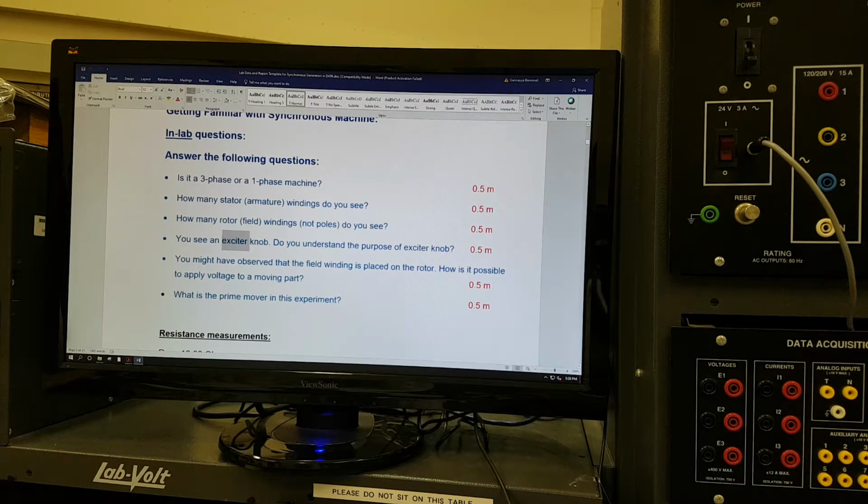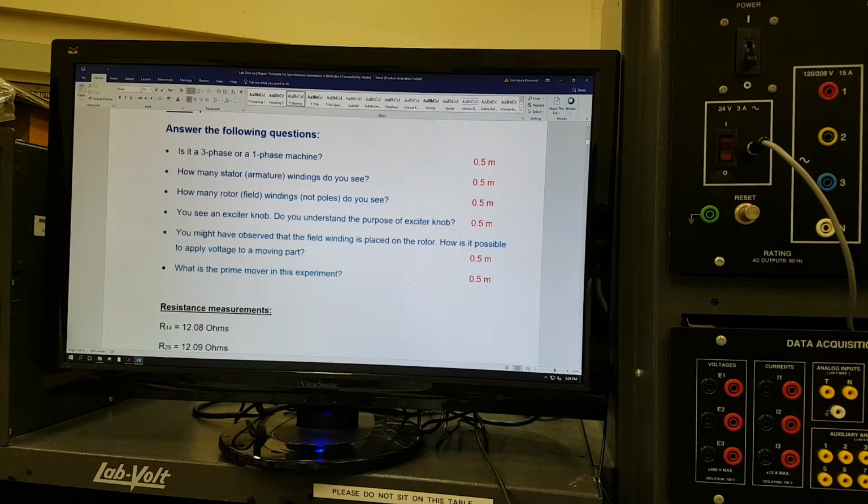And you see the exciter knob. I explained what the purpose of it is, so that's what you have to answer. And you might have observed that the field winding is placed on the rotor. So how is it possible to apply voltage to a moving part? You need to figure out what mechanism is used in order to apply the voltage to a rotating machine. So that you need to think.